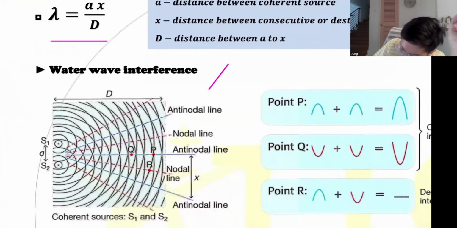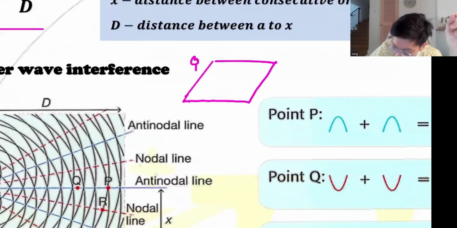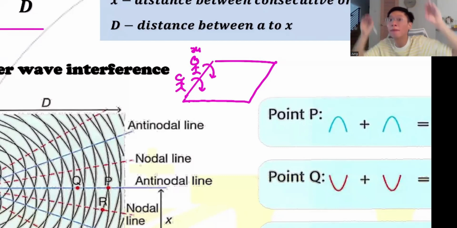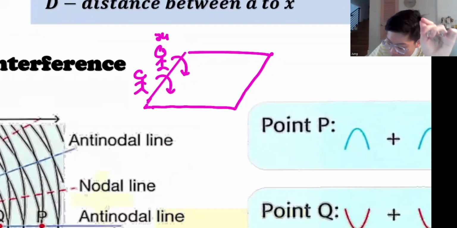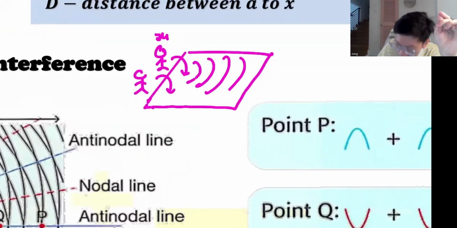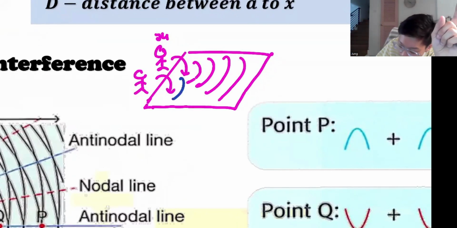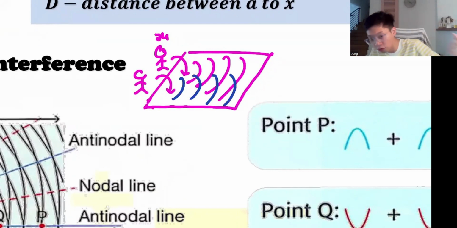Okay, I give you this example. Now, we look at a swimming pool. Let's say Jung Hao and another friend jump into the water at the same time. You will see that Jung Hao will produce a water wave, correct? All right. Then the other friend also jumps in and will also produce a water wave.